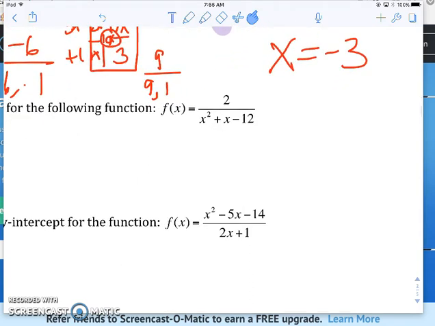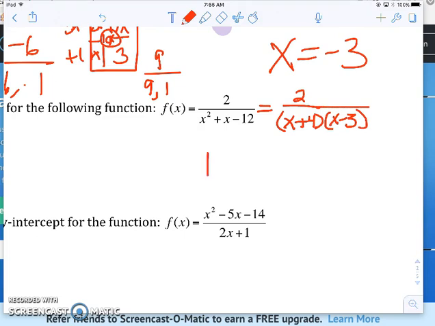So what is our domain? So what possible x values? Well, if we factor this, it factors into x plus 4, x minus 3. So we have two vertical asymptotes. So our domain is all reals, except x cannot be negative 4, and x cannot be positive 3.